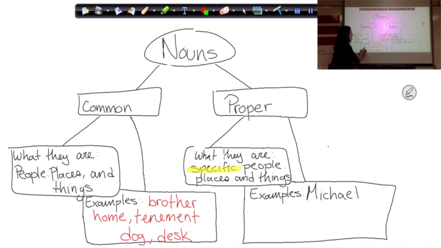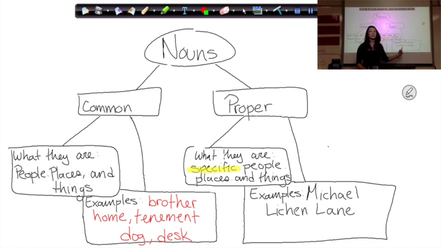Let's change home into a proper noun. My home is on Lichen Lane. Kind of a funky spelling. Now I've taken a place and I've turned it into a proper noun. It's very specific. I live on Lichen Lane. Now let's do one more. You all know my dog's name. It's Delilah.